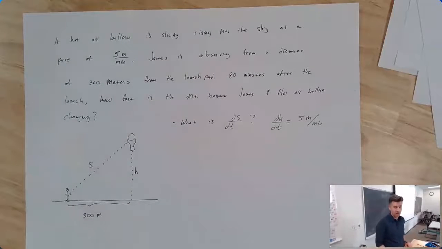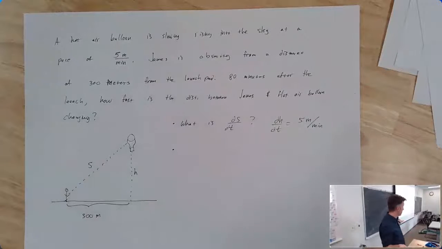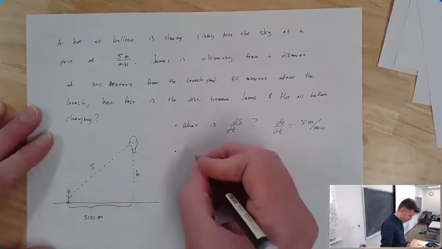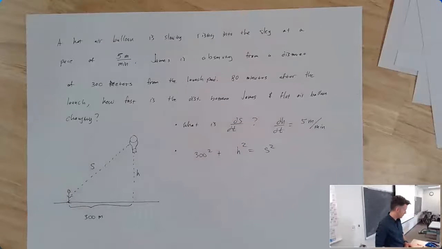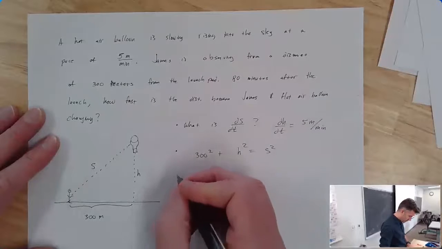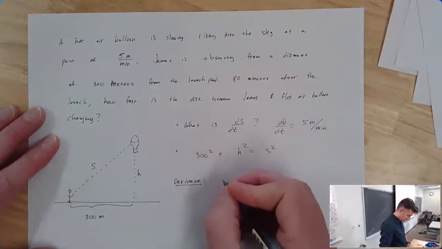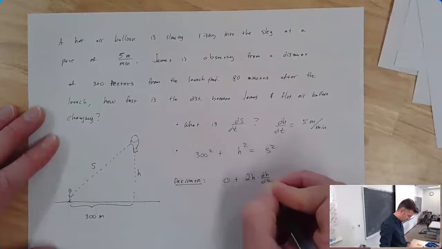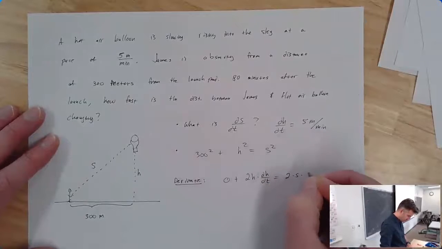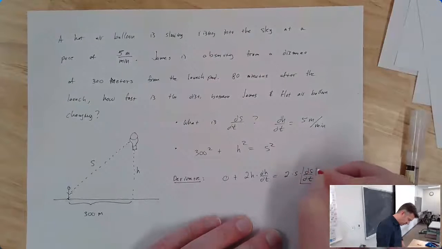And now our job is to do the same usual sort of thing. Set up an equation relating the things that are changing. Often it's going to be the Pythagorean theorem. Pythagorean theorem shows up a lot in these types of problems. So here I would say, okay, 300 squared plus h squared is equal to s squared. And then we can take the derivative. Derivative of 300 squared is 0. Derivative of h squared is 2h times dh/dt. Derivative of s squared is 2s times ds/dt. And as is typical, we should be able to plug in for everything except for the one thing we want to find.